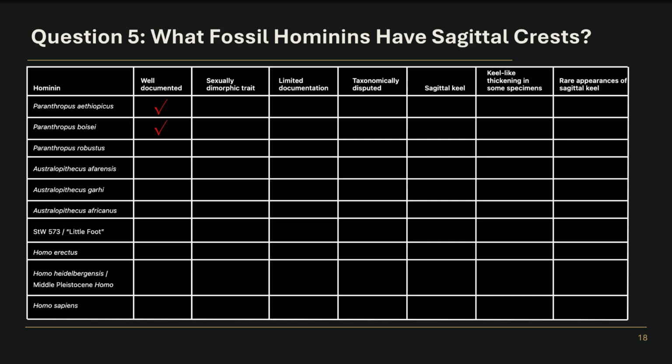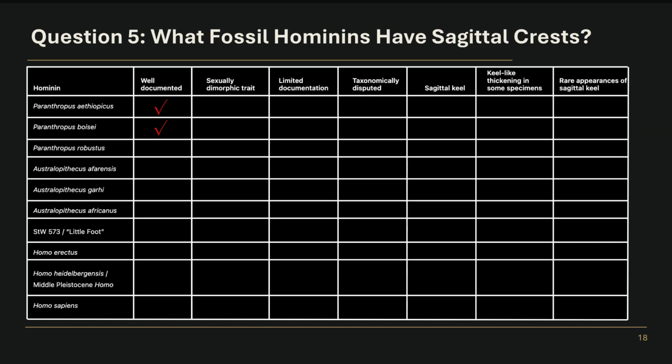True sagittal crests are best documented in Paranthropus aethiopicus and Paranthropus boisei. Paranthropus robustus shows sagittal cresting most clearly as a sexually dimorphic trait, especially in larger presumed males. Some larger, presumed male Australopithecus afarensis specimens may have sagittal cresting, though this is not a defining feature of the species. Australopithecus garhi and possibly Australopithecus africanus belong in the limited documentation category.